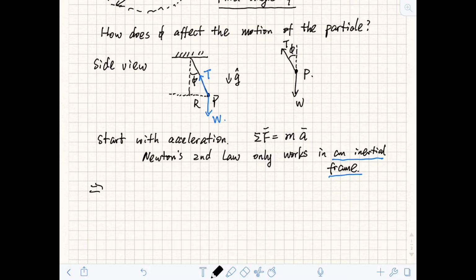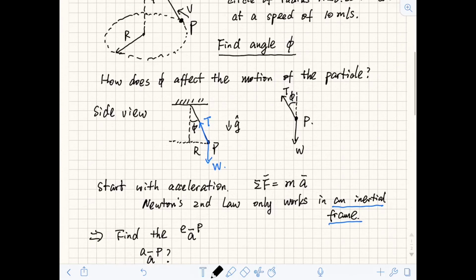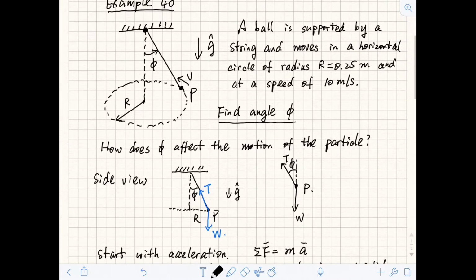So the question becomes, find the acceleration of the particle in the inertial frame, and let's use E as the inertial frame. So what is the acceleration of this particle in the inertial frame? Let's go back to the problem.